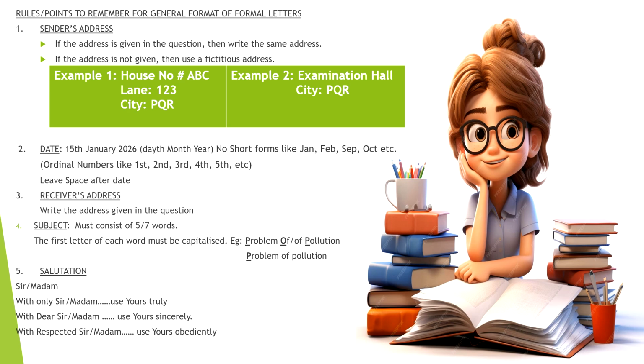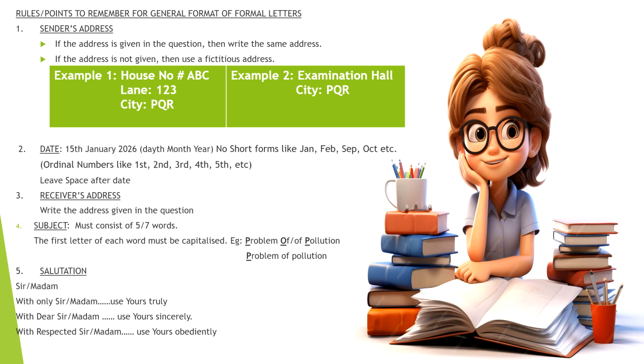In this part, we have two options. Number one, example one, you see I have given house number hash ABC, lane 123, city PQR. इसमें आपने ध्यान रखना है whether you are using English alphabets or you are using numbers. They should not be the same. For example, house number 123, lane or road number 123, city 123. This is wrong. Or house number ABC, lane ABC, city ABC. This is wrong. We have to use different letters or different numbers for house, lane and city.